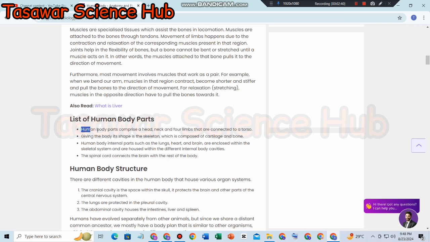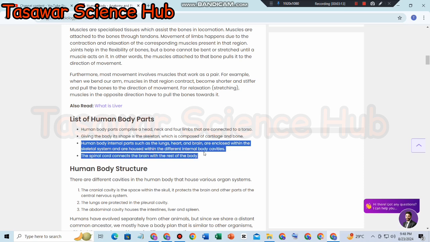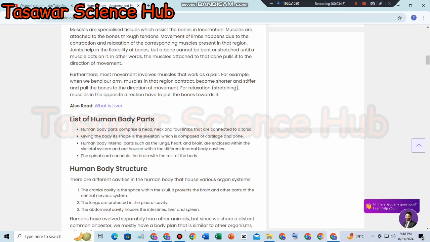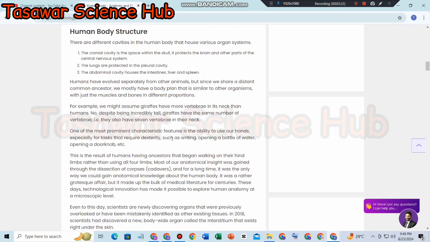A list of human body parts. Human body parts comprise a head, neck, and four limbs that are connected to a torso. Giving the body its shape is the skeleton, which is composed of cartilage and bone. Human body internal parts such as the lungs, heart, and brain are enclosed with the skeletal system and are housed within the different internal body cavities. The spinal cord connects the brain with the rest of the body.